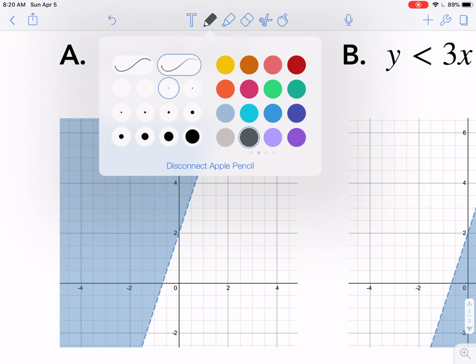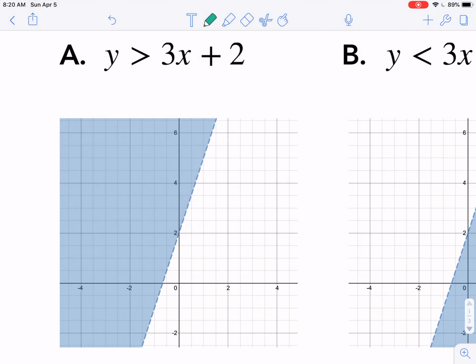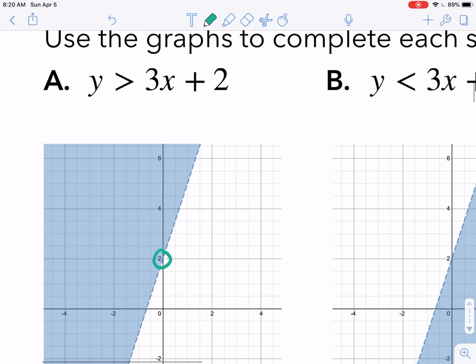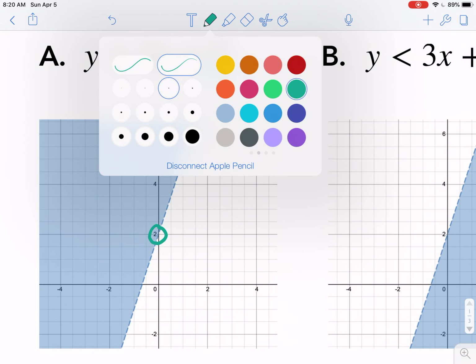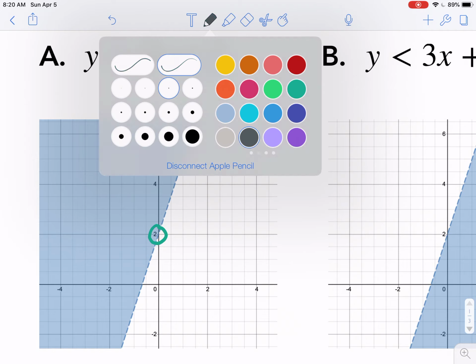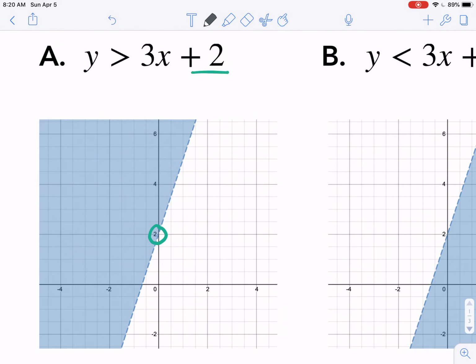So on this graph, I notice that it has a y-intercept here at 2. That would match the line, which would have a y-intercept at 2. I notice that it has a slope of 3. So if I go up 1, 2, 3, I go over 1 and I have a new point.